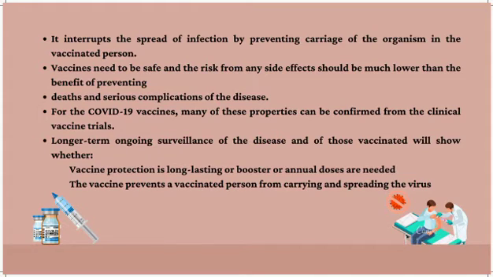For the COVID-19 vaccines, many of these properties can be confirmed from the clinical vaccine trials. Long-term ongoing surveillance of the disease and of those vaccinated will show whether vaccine protection is long-lasting or booster or annual doses are needed. The vaccine prevents a vaccinated person from carrying and spreading the virus. This is very, very important.